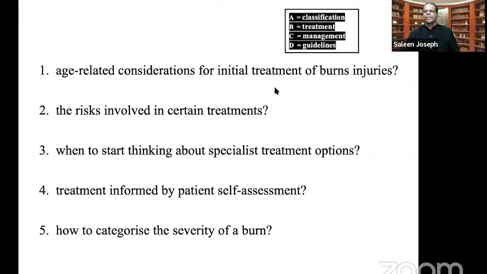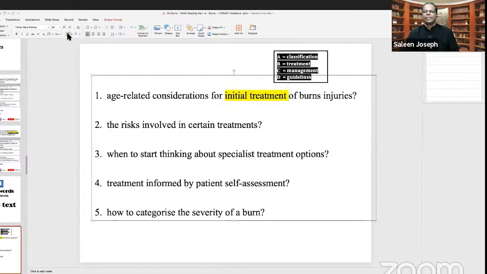Age-related consideration for initial treatment of burn injuries. Initial treatment: B. Then risk management. Automatically, when you see risk, usually you say risk management. Then when to start thinking about specialist treatment. Specialist treatment: you need some special treatment after your treatment in the hospital. You need to send the patient to somewhere else. Where do you think of it? Which stage? Guidelines. Specialist treatment is after the normal.